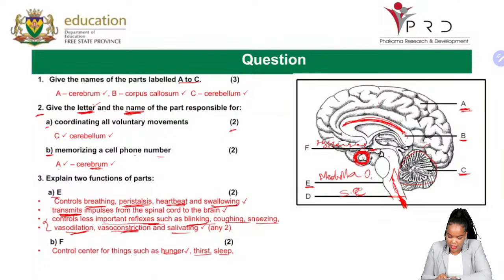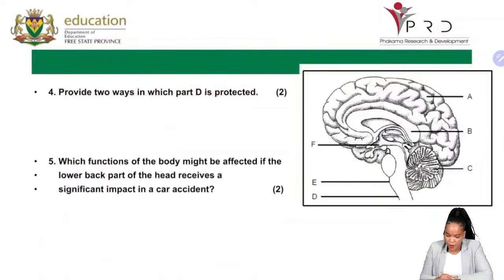We say it is a control center for things such as hunger, thirst, and sleep. And it also controls the temperature and emotions. So that is how you get your 2 marks. So any of those two, if you've written them, good for you. Right. Moving on with the questions.